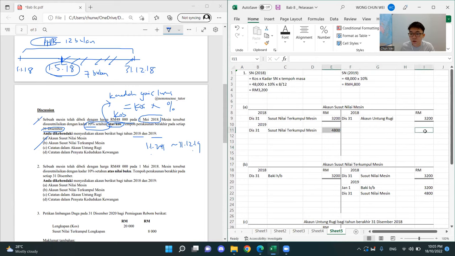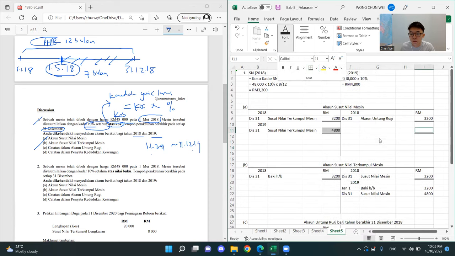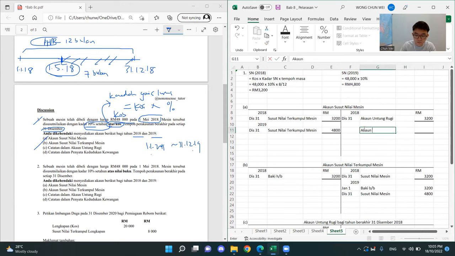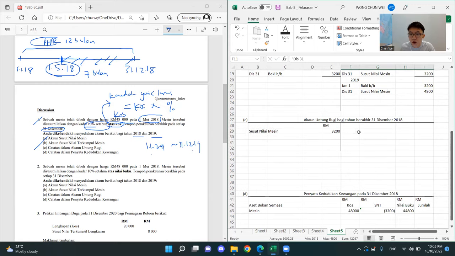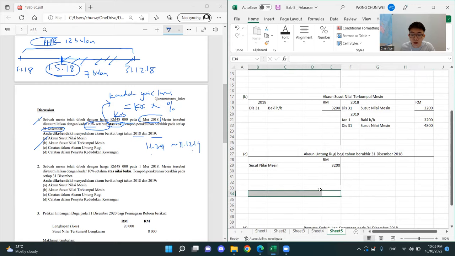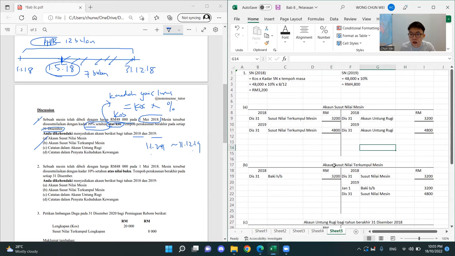Same thing. Okay, so this one I close and send to the accounting rugi. December 31st, 2019, 4,800. So here, if I send to accounting rugi, here I credit SNT machine. Then later I have to debit my accounting rugi for 2019 punya. Okay, then for your SNT machine, I just close. Because this one is to PKK, so I do what?